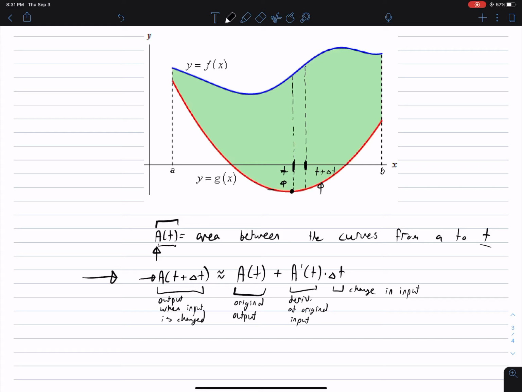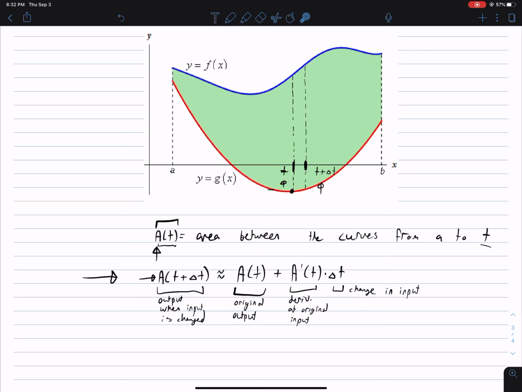So first things first, we're going to establish the function we're trying to find. The function we're trying to find is A of t, and A of t gives us the area between the curves from a to t. So on this graph, here's a. T is just going to be a random point that I mark on the x-axis. So I just put it in the middle right there.